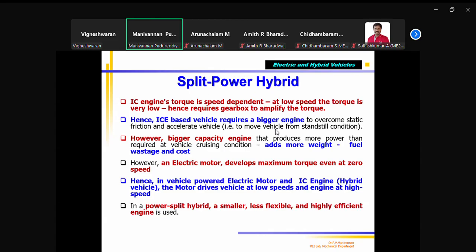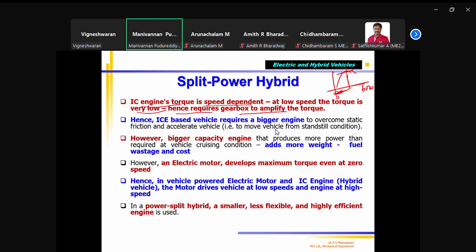is dependent on the speed. We know the speed-torque characteristic, which we already talked about one or two classes before. Engine peak torque is only at a particular RPM, correct? So engine torque is speed dependent. At low speed, torque is very low, correct? This is my 0 to, say, for example, 6000 RPM. At a low speed, you can see the torque will be less. Even when you go to high speed, after some point it starts drooping, correct? That is the engine's fundamental characteristic. You can't do anything. So torque is very low at low speed, hence it requires a gearbox.